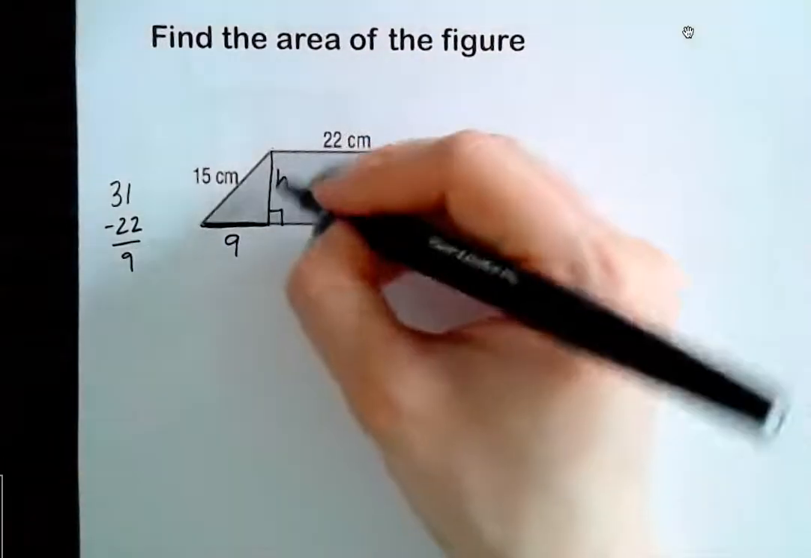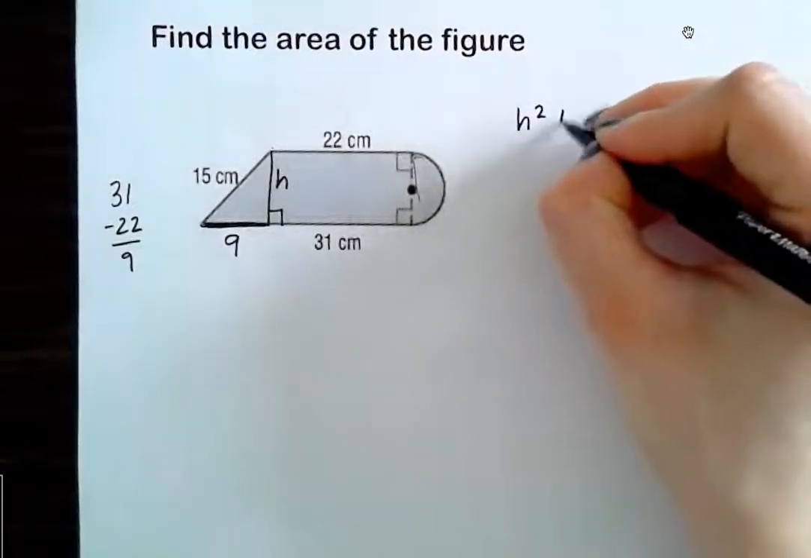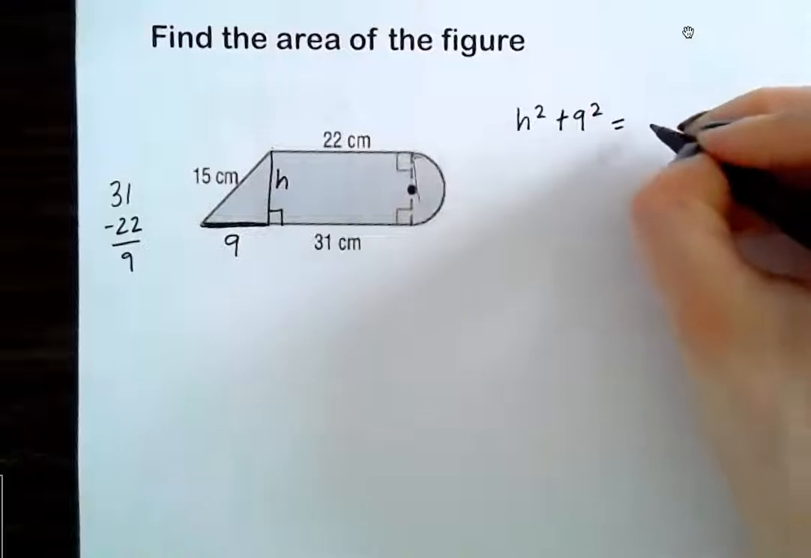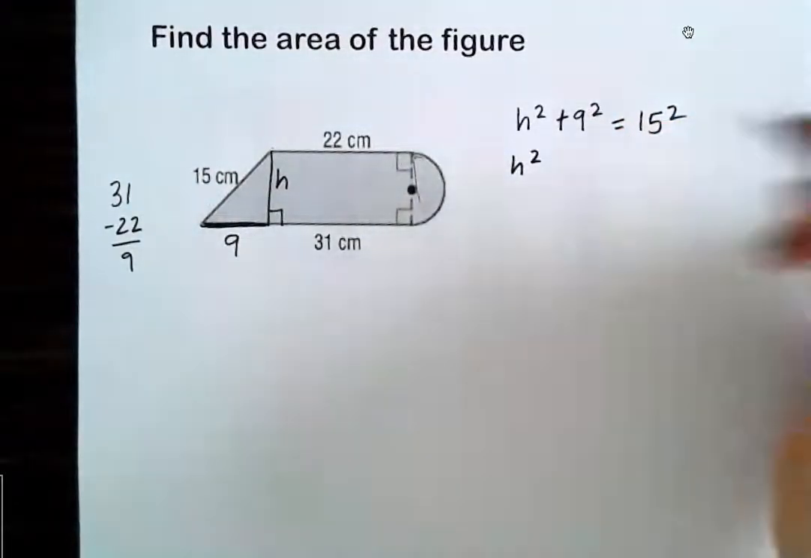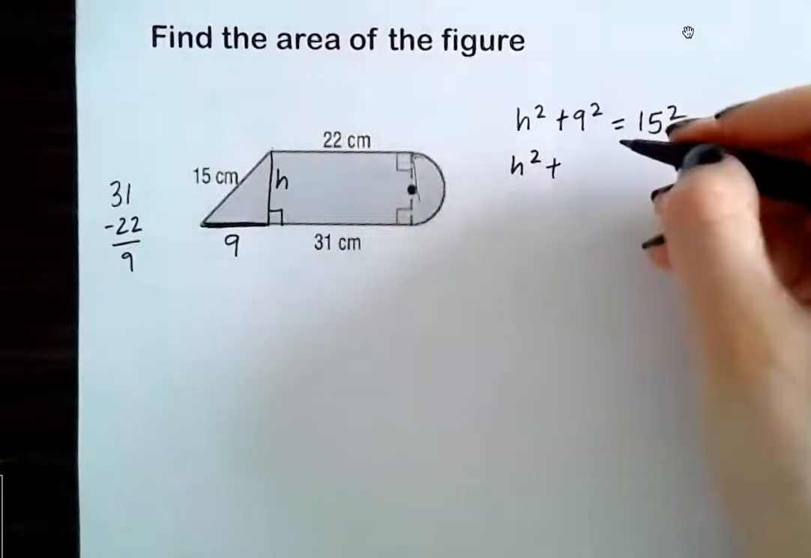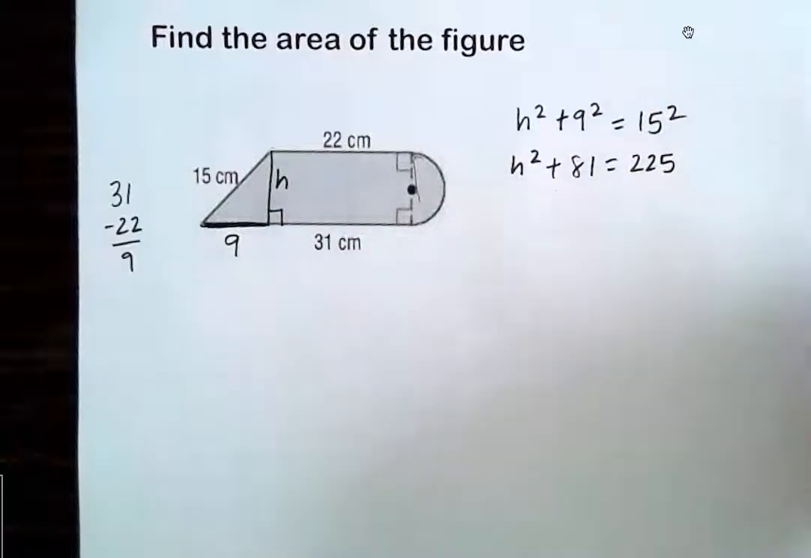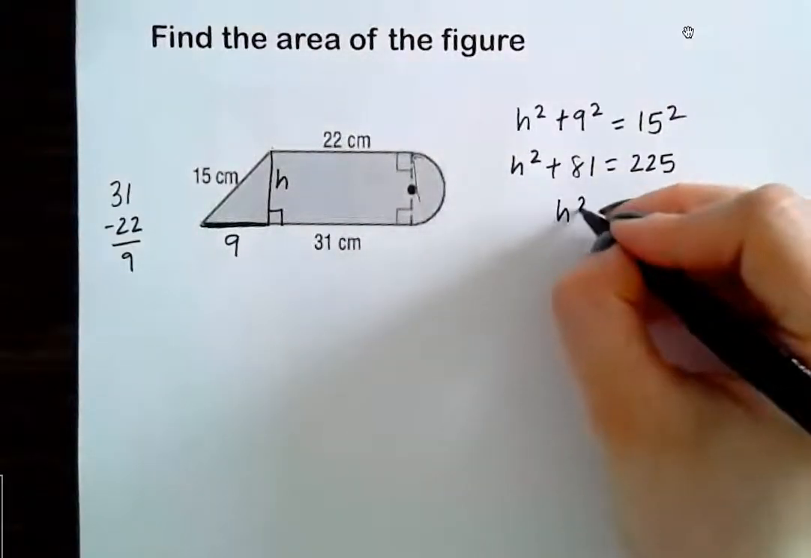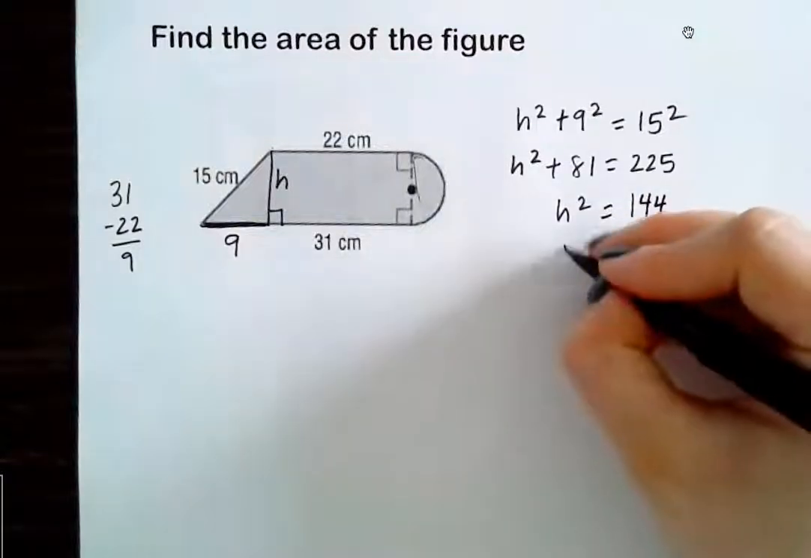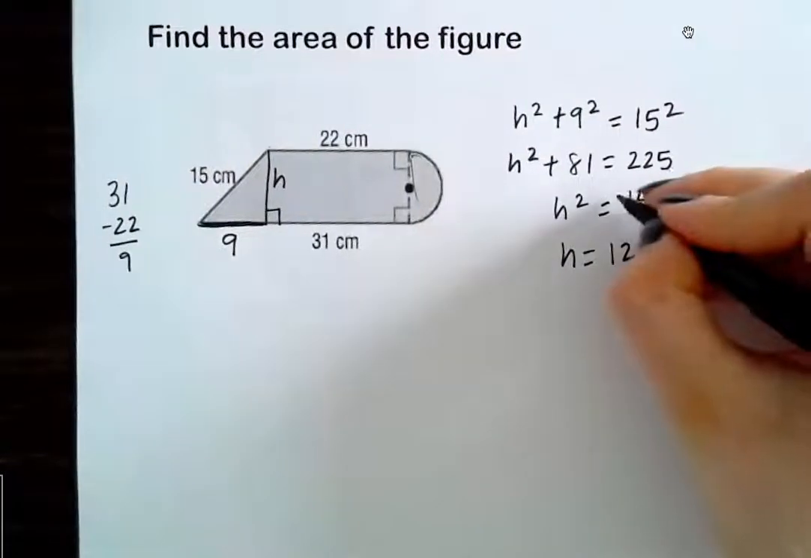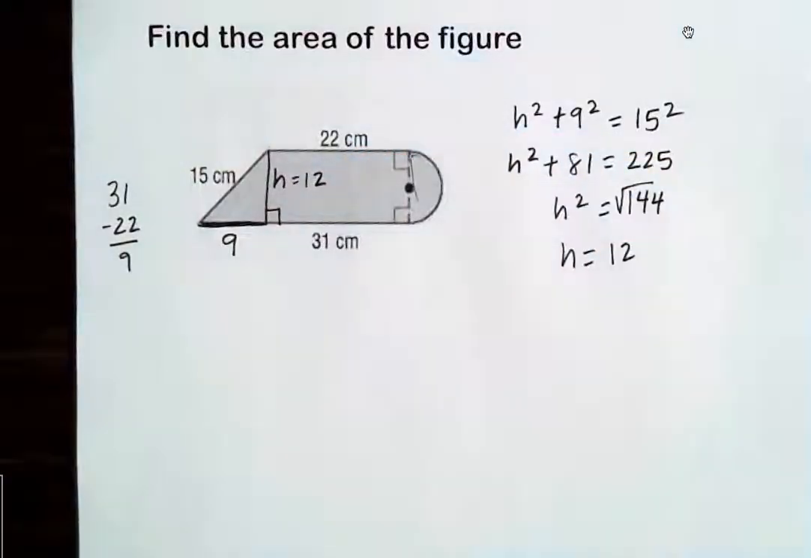So now we can do the Pythagorean theorem to find our height. So I'm going to have, let's see here, h squared plus 9 squared equals 15 squared. 9 squared is 81. 15 squared is 225. Subtract over that 81 and we find that 225 minus 81 is 144. Good news, we're getting a whole number, aren't we, folks? Because the square root of 144 is 12. So we just found our height to be 12.